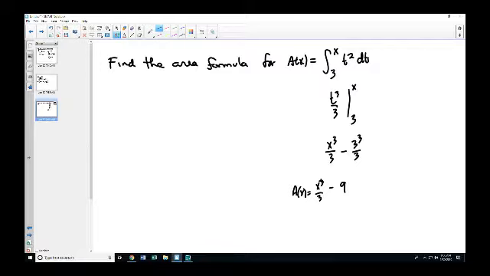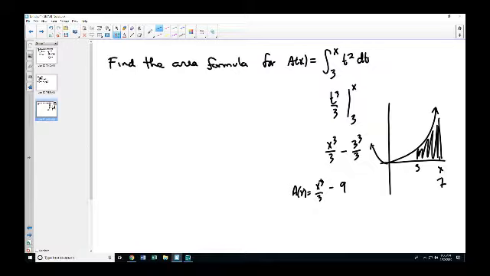Without knowing what the x value is, what does that do? So this tells me, here's t squared. If I start at 3, whatever x value I end at, that's the formula. So give me an x value. 7. Okay, so the area at 7 is 7 cubed over 3 minus 9. Does that make sense? It's an area formula based on whatever x value you choose.